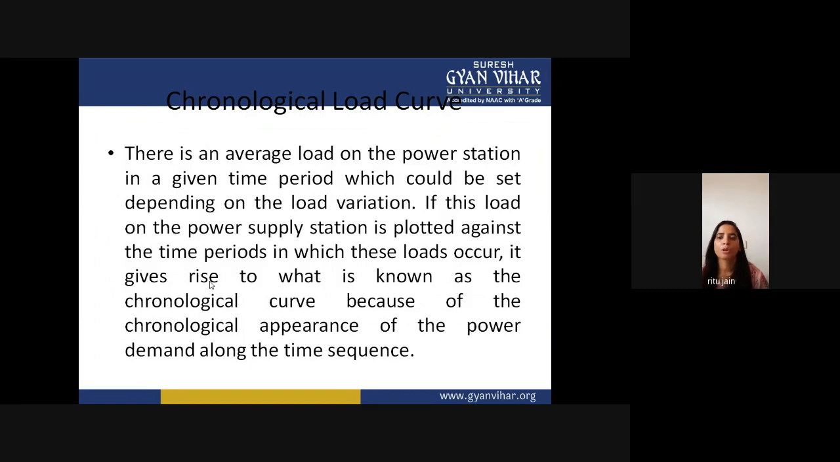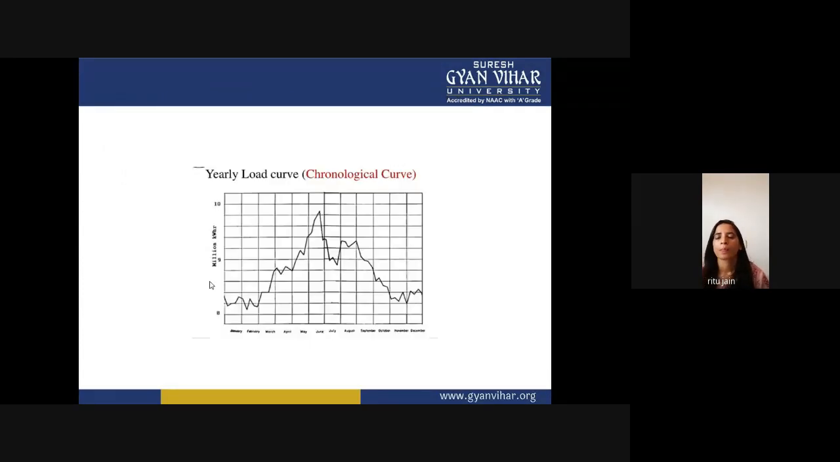It is called a chronological curve because of the chronological appearance of the power demand along the time sequence. So your yearly load curve or chronological load curve is given here. This is the month of January, February, March, April, May, June, 12 months. Your load is given here with the help of the chronological curve. This is the load in million kilowatt hour. So this is your chronological load curve.